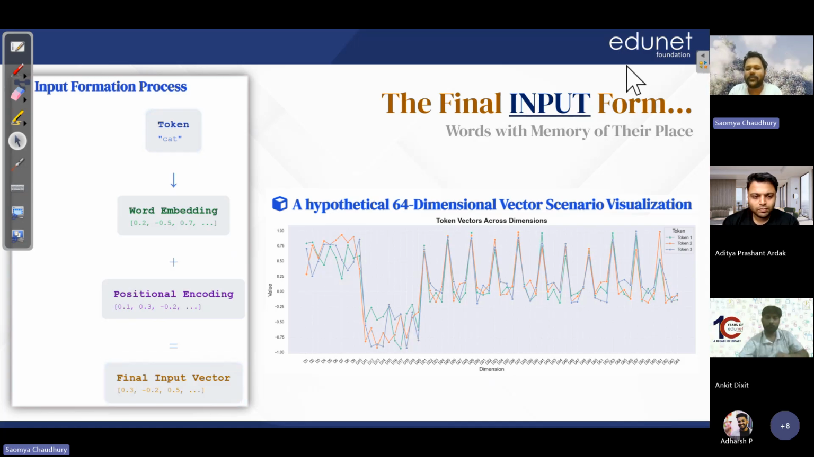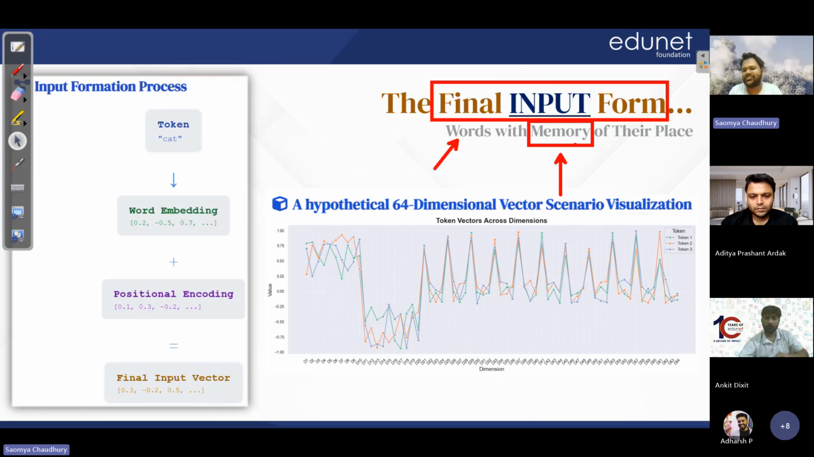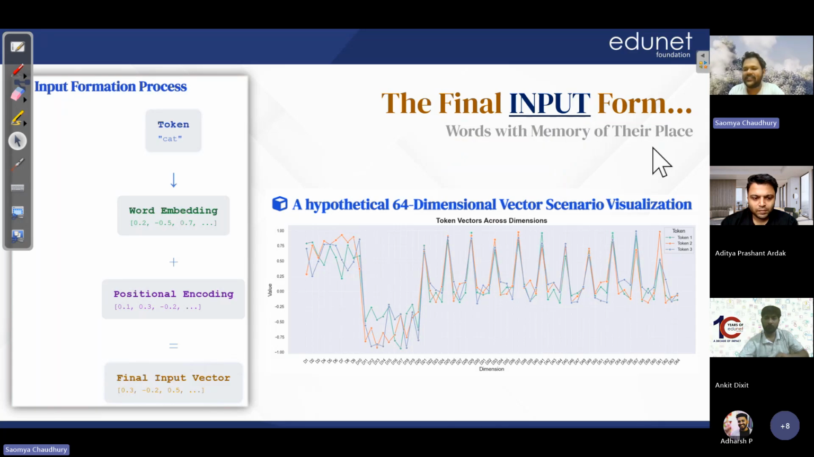Okay, the final input form which talks about, that is nothing but words with, I think you can understand, guys. Does everyone agree as to why I am writing this? Especially the ones who do not have any idea of transformers, why am I writing this word? Is it clear to everyone? Yes or no? I'm saying the final input form, I'm saying words with dash of their places. Is this clear to everyone? Why am I writing memory here? Everyone got the concept here, right? Yes, no, maybe others?